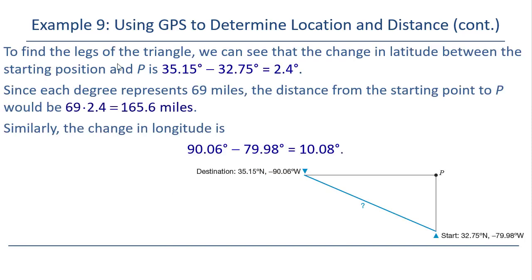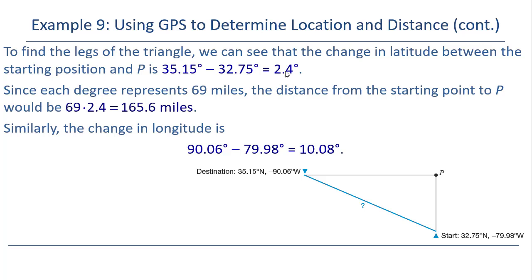The first thing we want to do is find the lengths of the legs of the triangle. And we can see from our picture that we can figure out this vertical length from the starting point to this point P as simply the difference between the two northern measures, right? The two latitudinal measures, which are the ones that go around like the equator. So we're doing the difference between, they should be the y degrees, but they're listed first, right? So 35.15 and 32.75. So the difference between kind of this height and this height is 2.4 degrees.